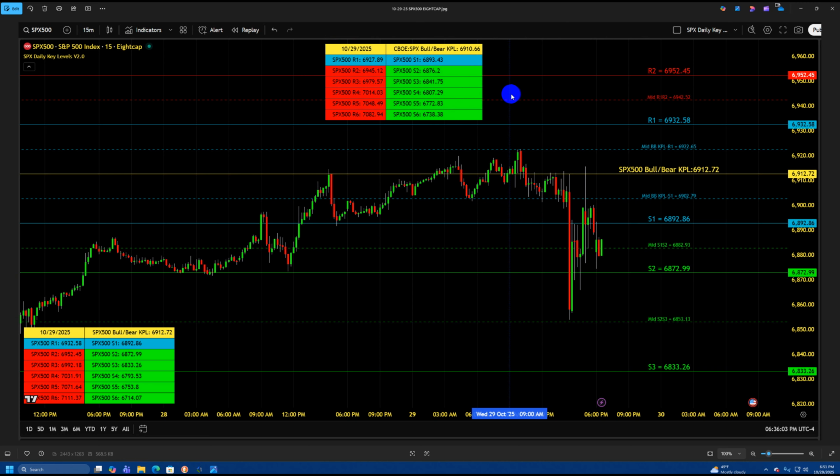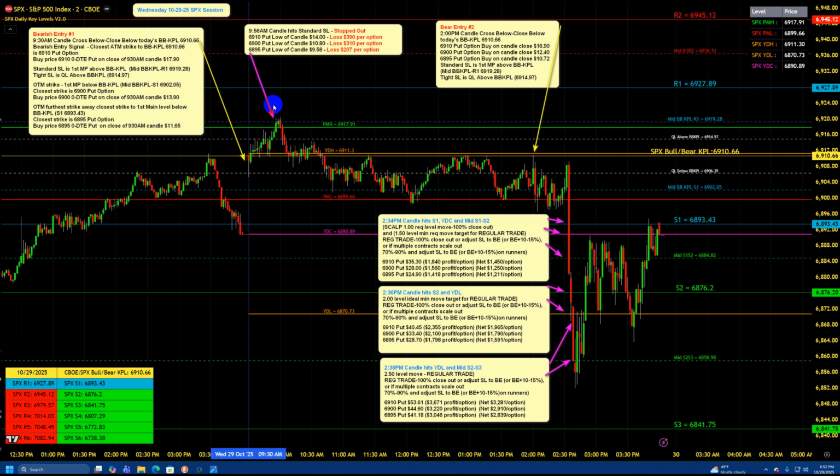So for those that would like to do a little planning and get the levels early at 9 a.m., which can be very useful to sort of get things lined up ahead of time, this can be a very useful feature that allows you to get a 30-minute jump on the session for CBOE SPX. All right, now we'll go back to the main chart. Okay, so we're back on the CBOE SPX chart.